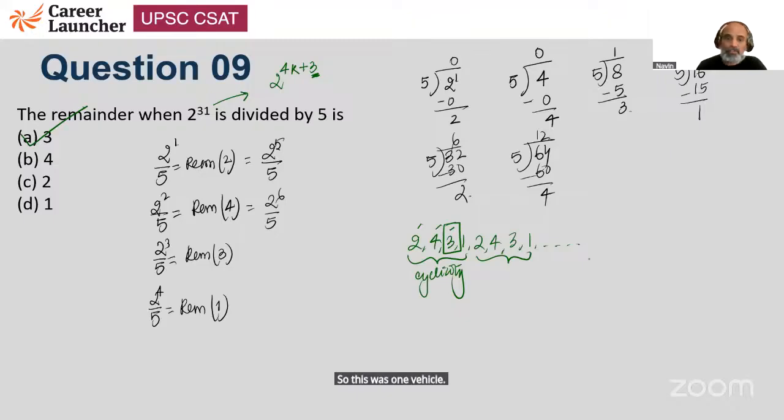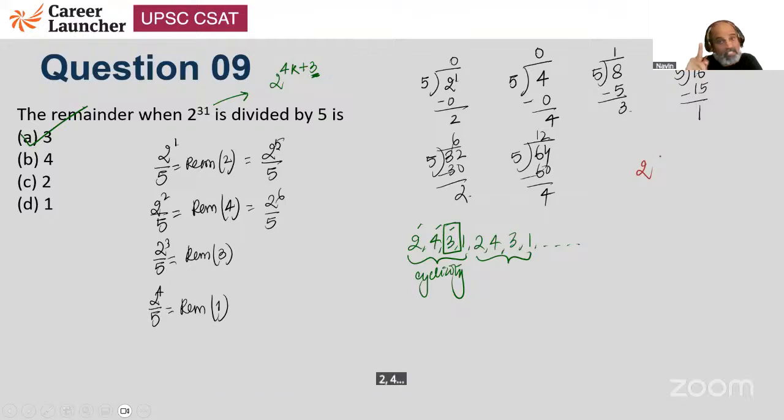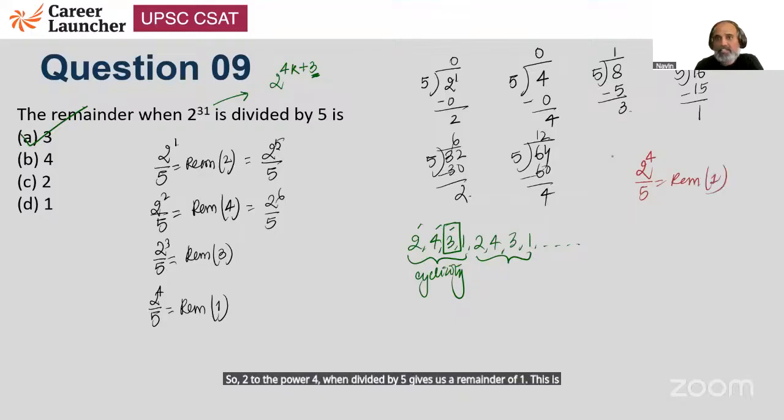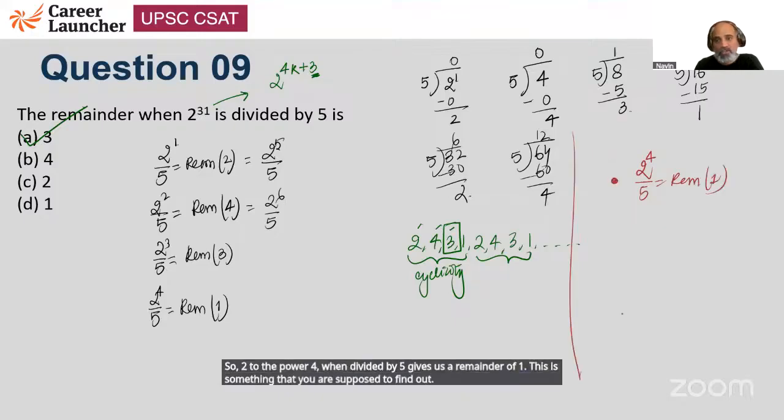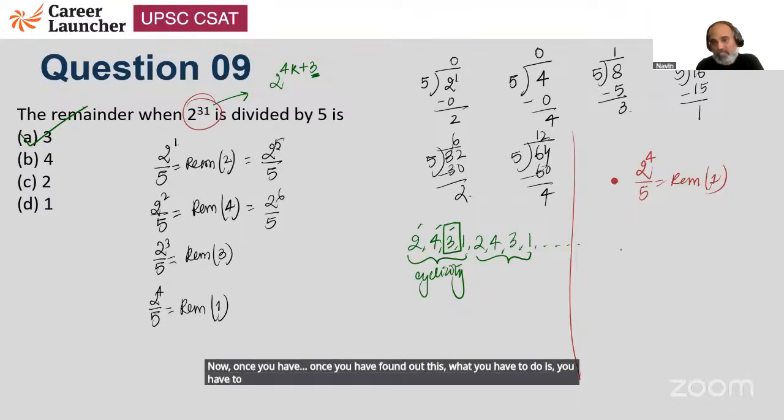The other way to solve this particular problem is, think of certain power of 2 such that when that particular total value, when it is divided by 5, it gives us a remainder of 1. 2, 4, 8, 16. So 2 to the power 4 when divided by 5 gives us a remainder of 1. This is something that you are supposed to find out. Now, once you have found out this, what you have to do is you have to pick 2 to the power 31 and write it in terms of powers of 4.